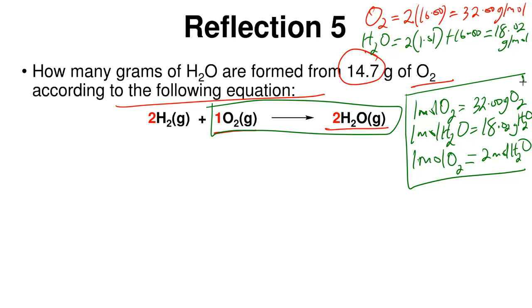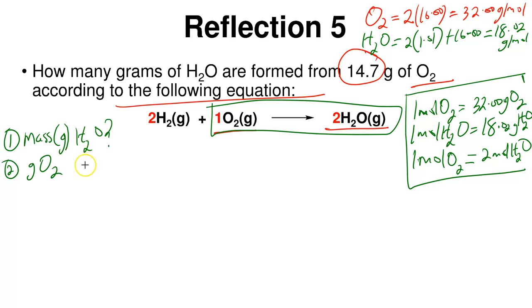Let's write out all we're given. In number 1, what are we looking for? We're looking for the mass, or you say grams, of water. That's what we're asked to find. And what were we given? We were given grams of what? Oxygen. So we're given the grams of oxygen, which is here 14.7. That's what we're given, grams of oxygen.